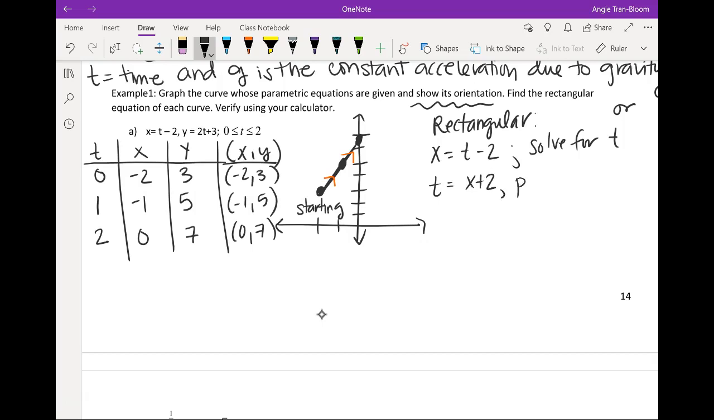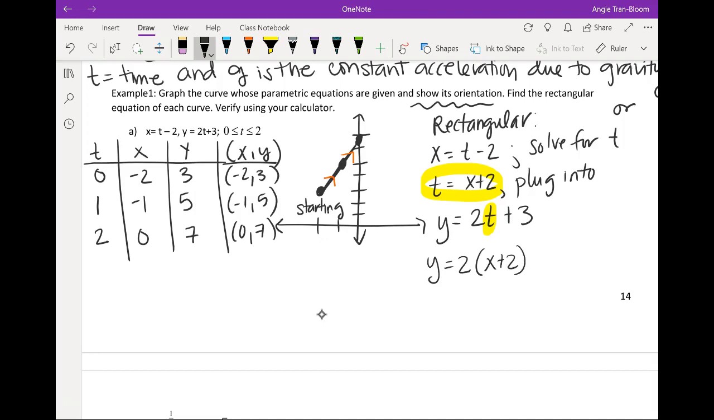From here, I would like for you to use this and plug into the Y equals. Your Y equals was giving us 2T plus 3. Every time you see a T, guess what you're substituting in? X plus 2. So Y equals 2 times X plus 2 plus 3. So your final rectangular equation should be 2x plus 7. Again, this curve is a line.